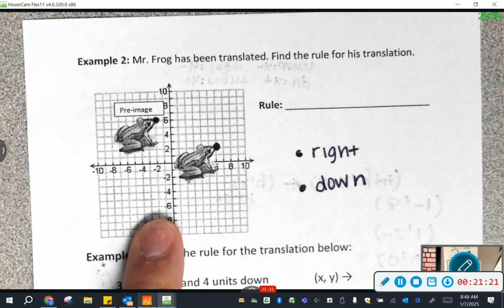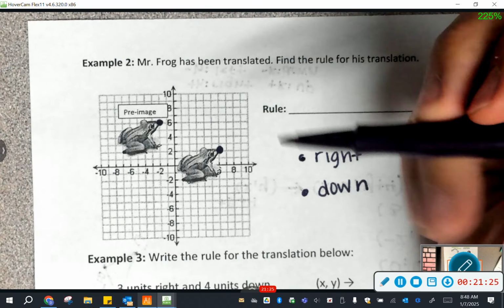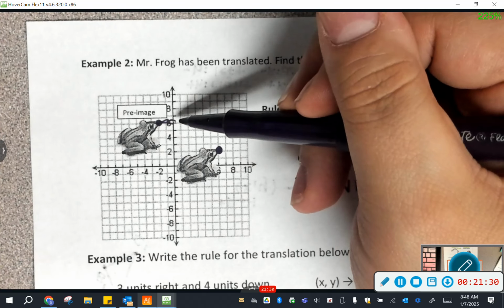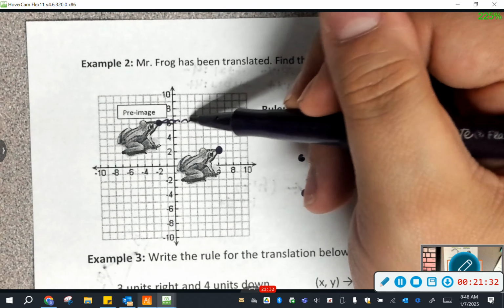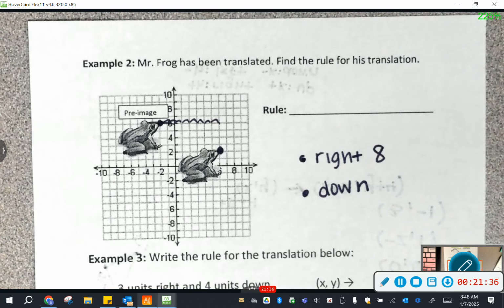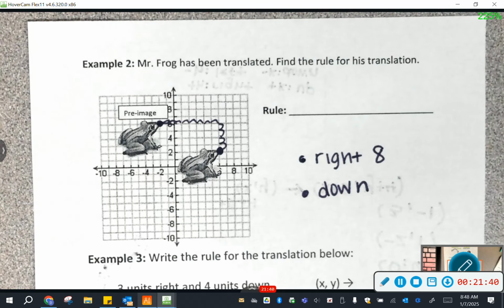Do y'all agree he hops right and down? Yes. How much does he go to the right? 1, 2... 8. He goes right 8. How much does he go down? 6. What? 4. Oh, shoot, sorry. 4.